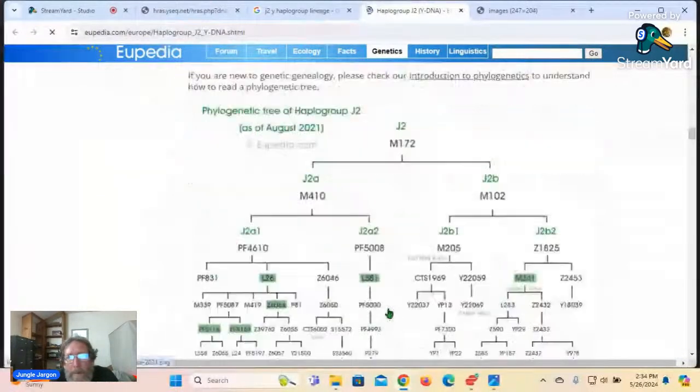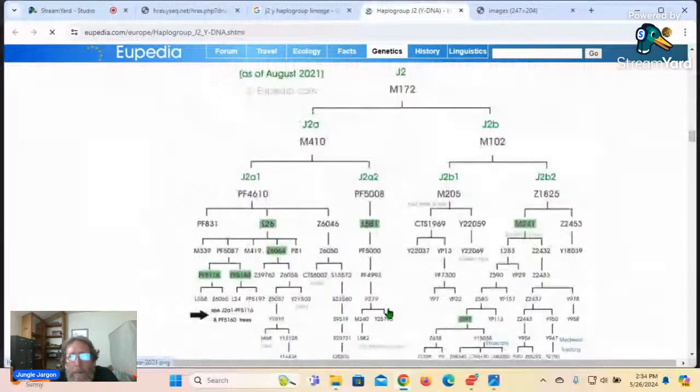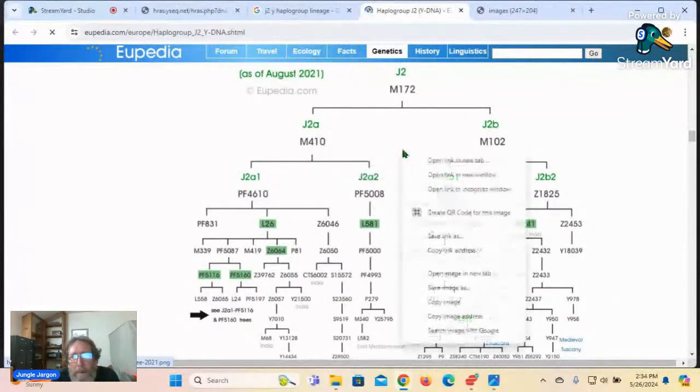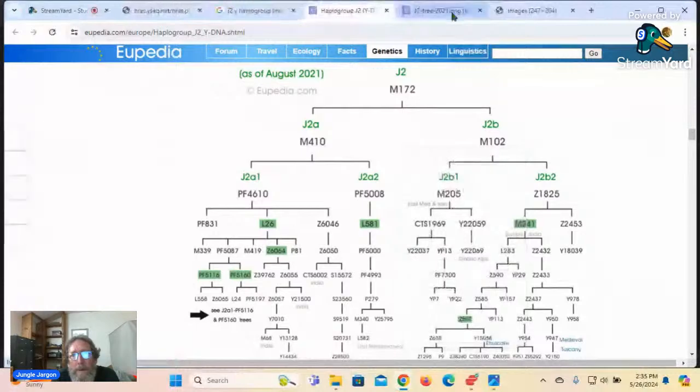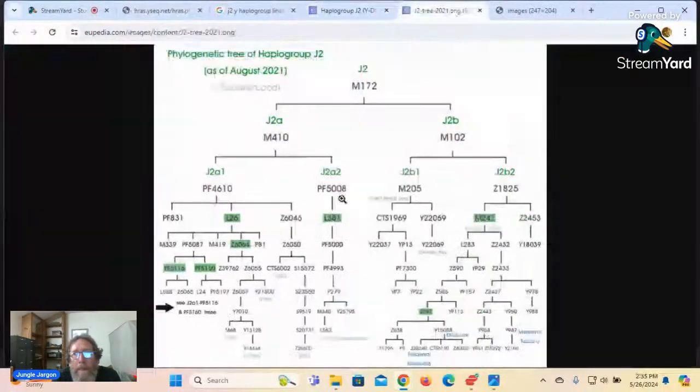Oh, there it is. It's better. It gave me a bad picture. So yeah, there's a M410. I can open this in another window. Open link, open image, a new tab. There I go. There it is. That's better. We'll get rid of this.